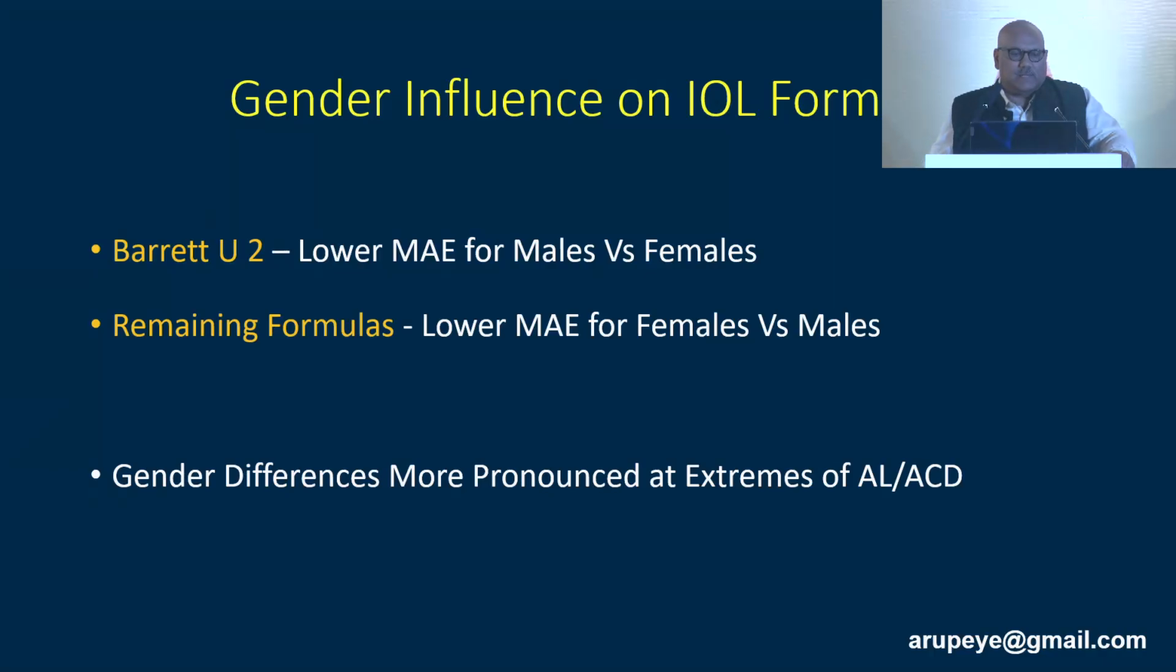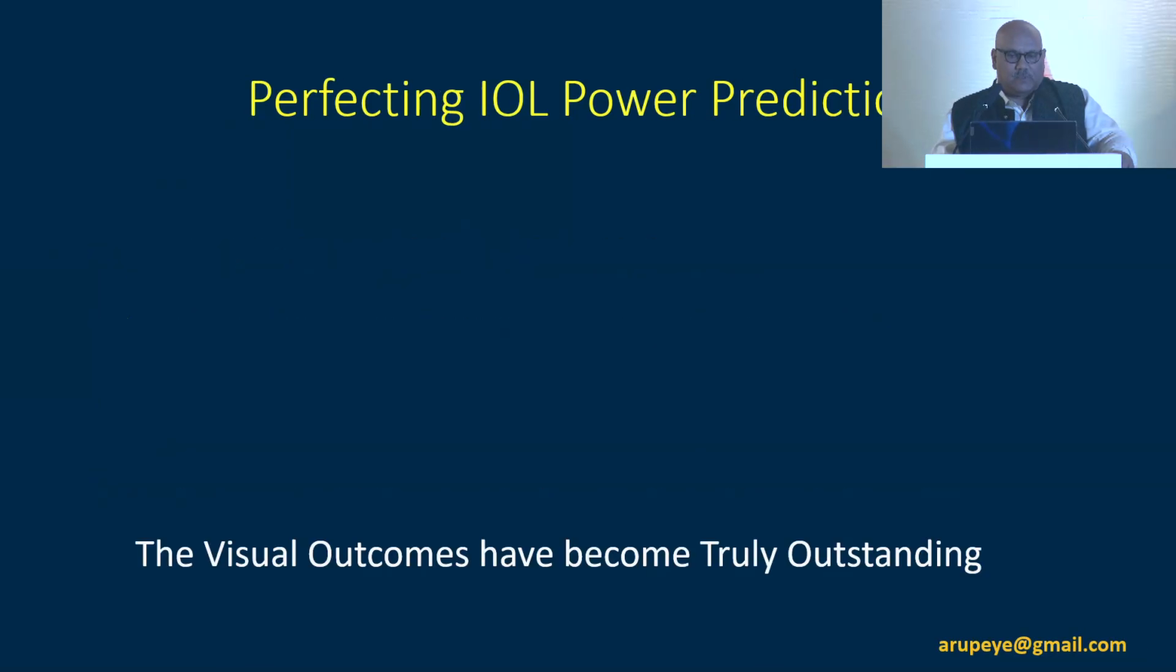Increasingly, we have realized that gender is playing an important role in these IOL power calculations. Barrett Universal 2 is most accurate for males rather than females, and other formulas are simply more accurate for females than males. And these gender differences are more pronounced at extremes of axial length or anterior chamber depth.